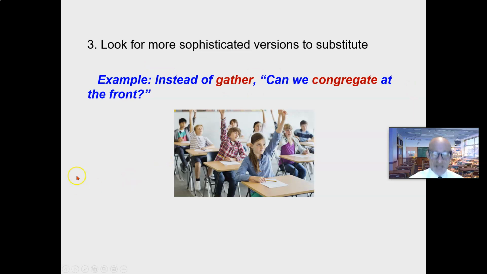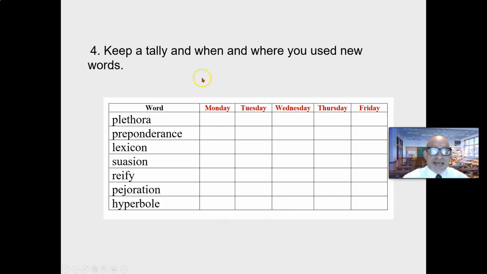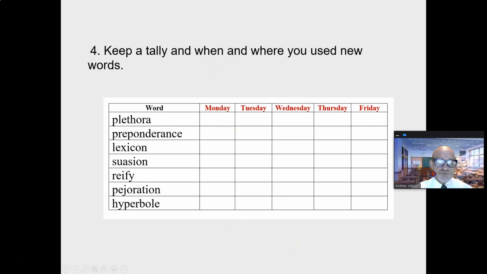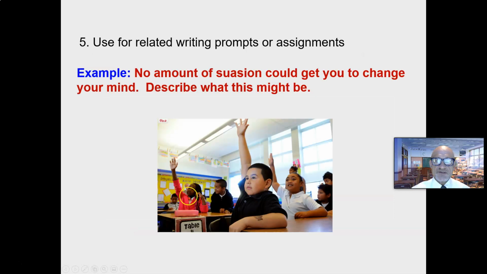Instead of gather, can we congregate? And I'm using simpler examples, simple ideas here, exemplars, so you get the idea, all right? And then you keep a tally of when and where you use the new word. This is for you to make sure that you are using that word. Simply put a tally mark to give you a sense of when and where you're using it. If you want to put the subject area, you could put S for science, if you wanted to do that in the subject area. But I like just keeping tally marks to keep me accountable for when I am using the word and not.